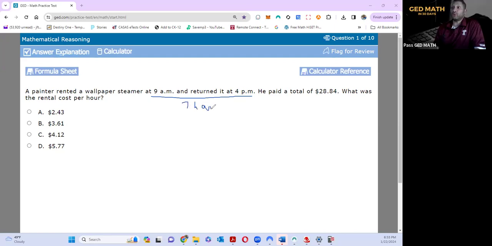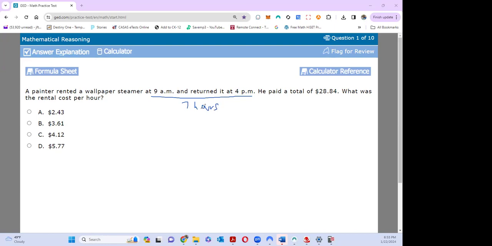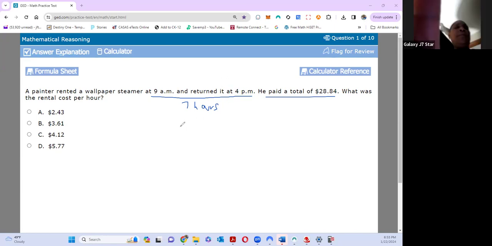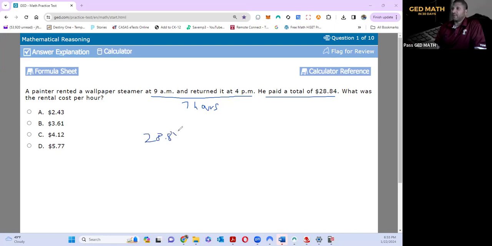What you did was you saw those numbers, 9 and 4 is 13, and freaked out. No. How many hours did I rent for? So he paid a total of 28.84. So my total is 28.84, and I rented for 7 hours. What operation do I need to use? Division. 28.84 divided by 7.